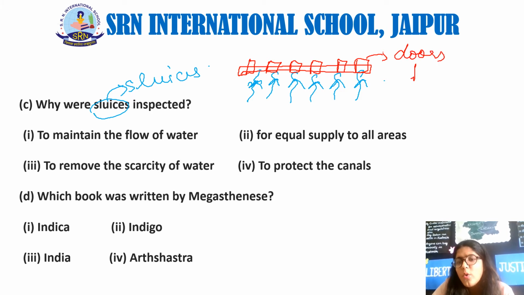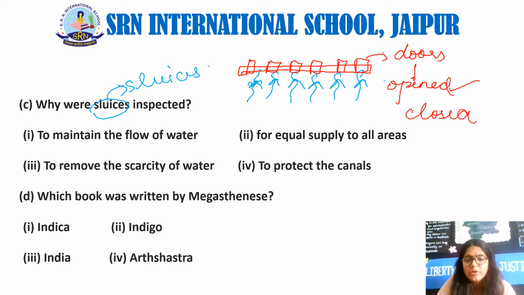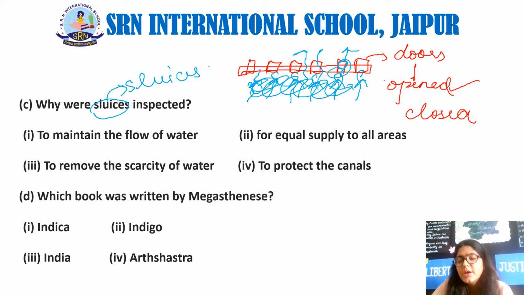These doors are opened and closed. Once they are opened, the water is allowed to flow from this direction to here, so water can move out from here. Once they are closed, water remains still here only. So this is the concept of sluices. Now, why were these sluices inspected? For equal supply of water in all areas.